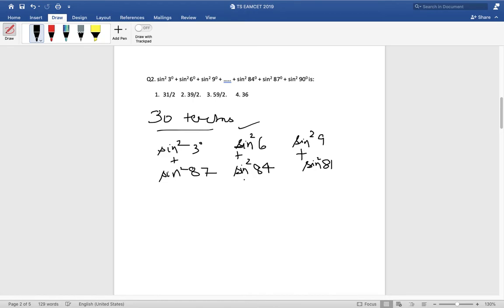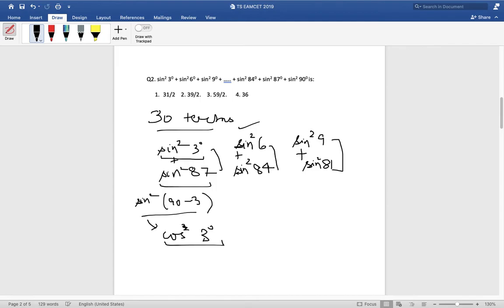Because we know that sine square 87 can be written as sine square of 90 minus 3. And we know that sine of 90 minus theta is cos theta. So this will become cos square 3 degrees. Sine square x plus cos square x is 1. So we know that these terms will add and give us 1. So we'll get 1 from here, 1 from here, 1 from here. Okay, but how many ones do we get? We need to count carefully, otherwise we will get the answer wrong.